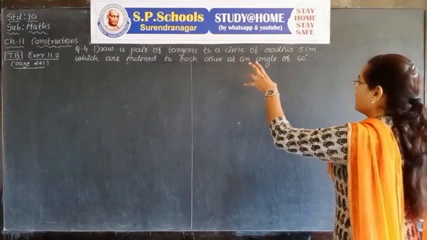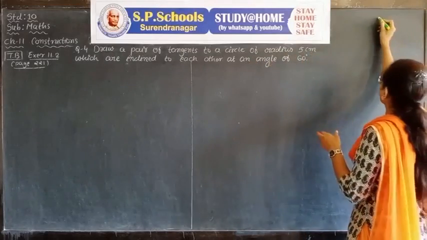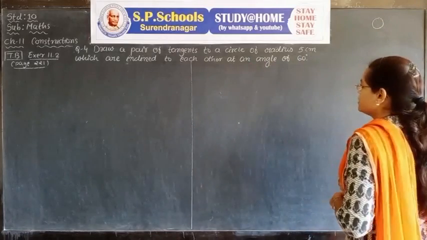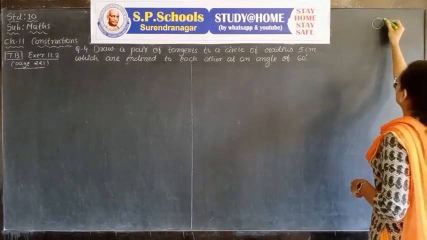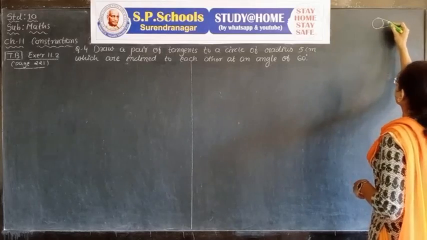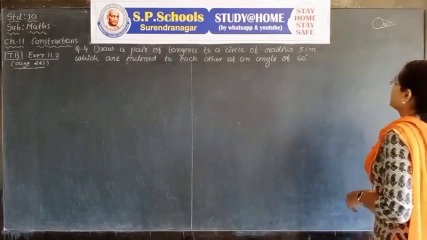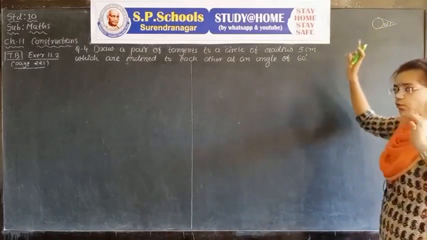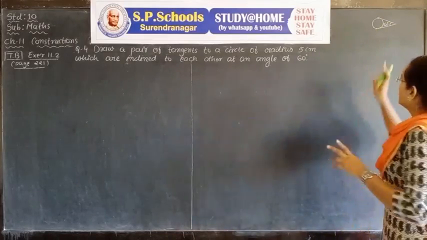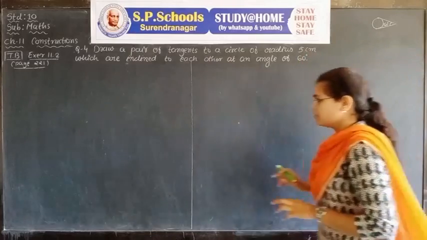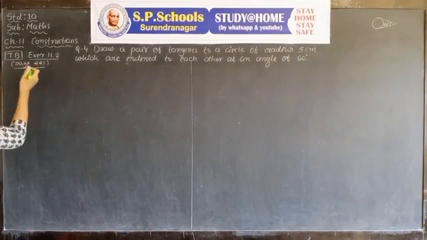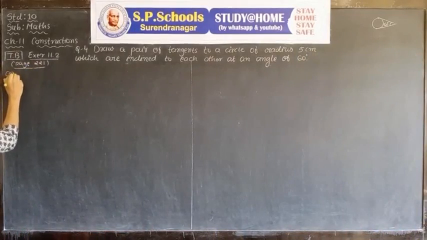We draw a pair of tangents to the circle of radius 5 cm which are inclined to each other at an angle of 60 degrees. We draw two tangents, but inclined to each other at 60 degrees. For that, first of all, we have to draw one circle of radius 5 cm. In the given, first of all, the circle with its radius is given.